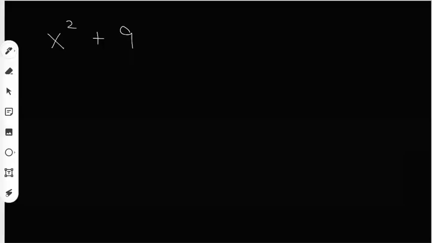Now for this square root problem, I have a polynomial that isn't a difference of squares. I have a polynomial that is a sum of squares. Sum of squares. And we can tell that it's a sum of squares because there's a plus in the middle. Whenever you have a sum of squares, you're going to write prime.